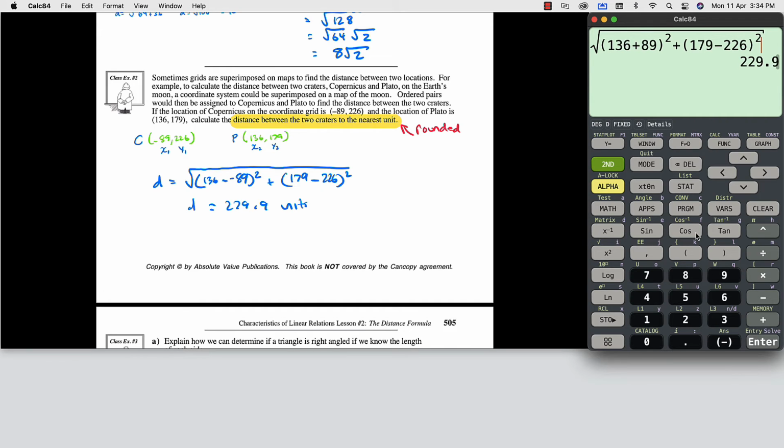If it gave us actual units in there, we would use the units that were given, but it doesn't. And it says to round it to the nearest unit, which is going to be 230 units. And of course, if required, you would answer a word problem with a word answer. So the distance between the two craters is 230 units.